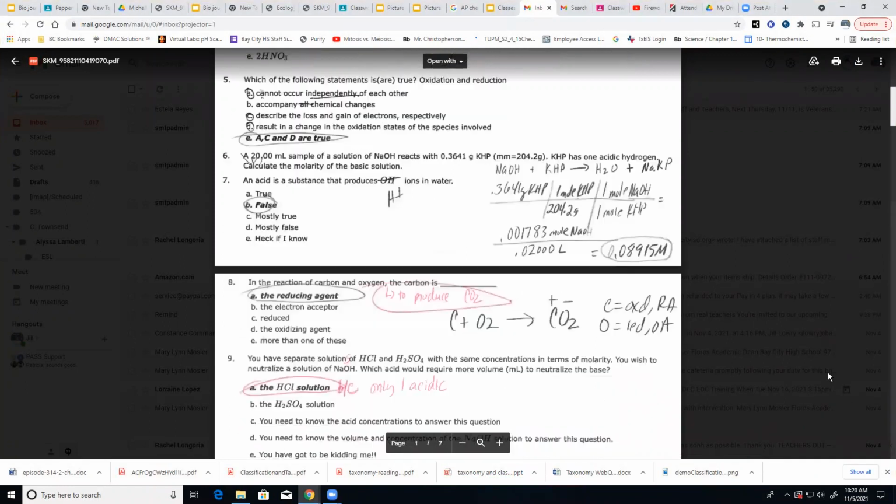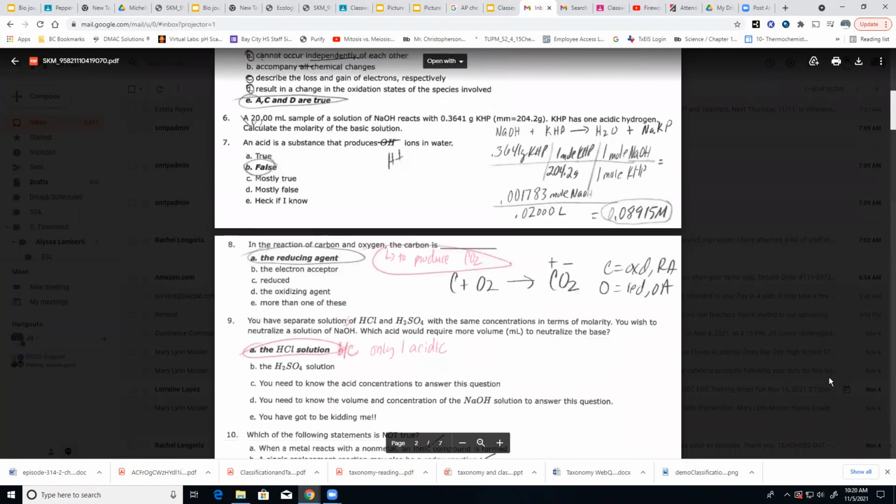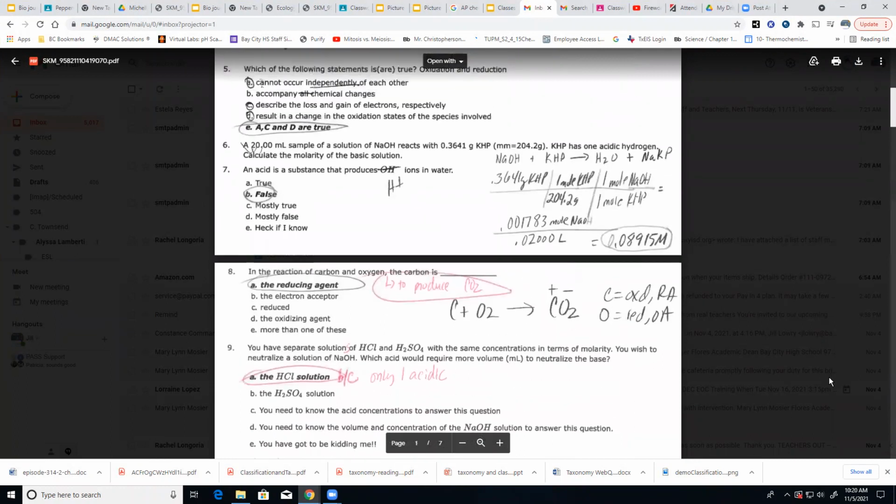On the next one, in the reaction of carbon and oxygen, both carbon and oxygen went from 0. Carbon became positive, so it was oxidized, which means it was a reducing agent.